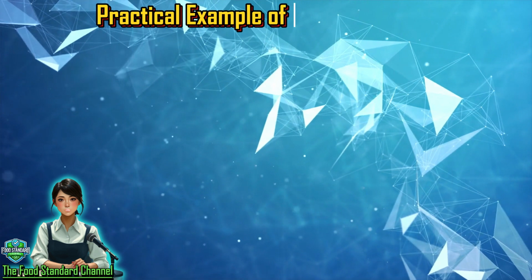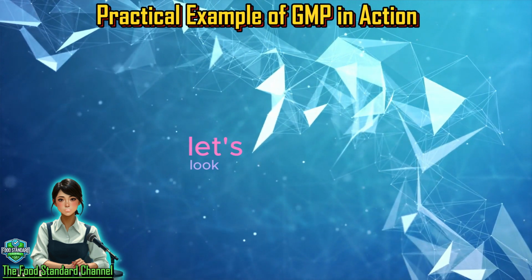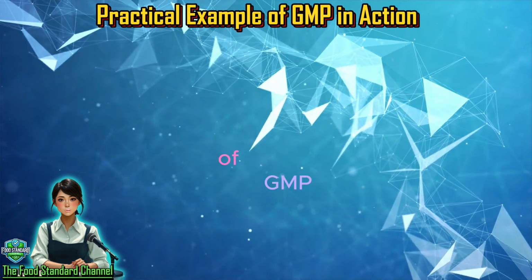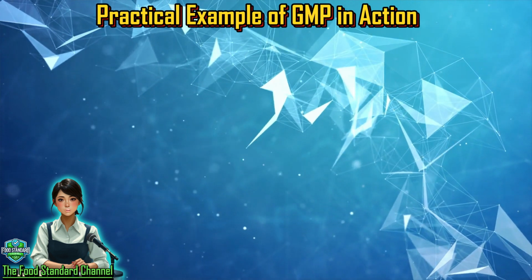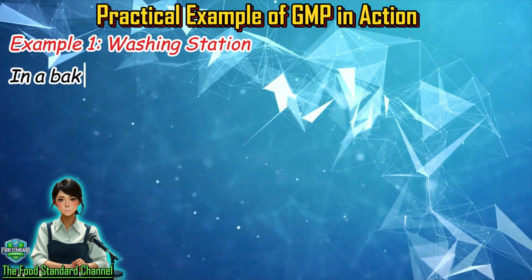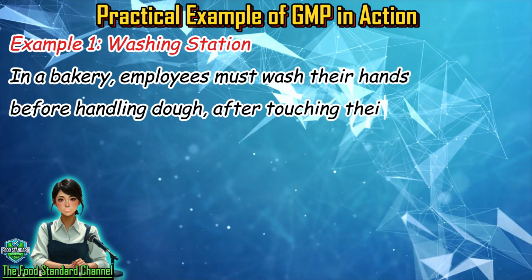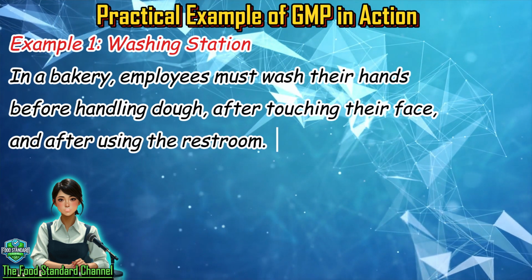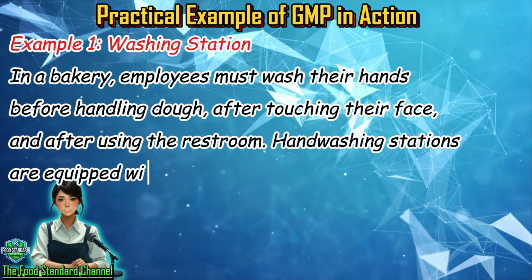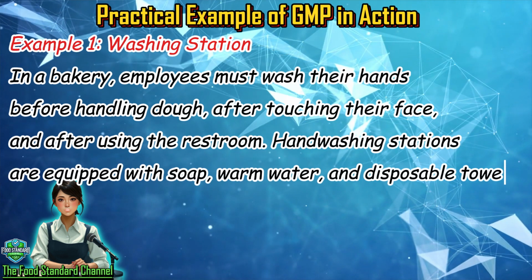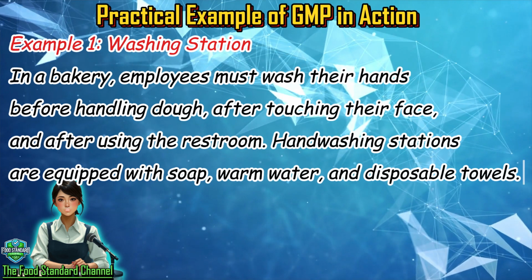Practical examples of GMP in action. Let's look at some practical examples of GMP in the food and beverage industry. Example 1. Hand washing stations. In a bakery, employees must wash their hands before handling dough, after touching their face, and after using the restroom. Hand washing stations are equipped with soap, warm water, and disposable towels.